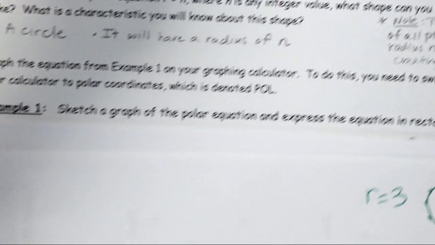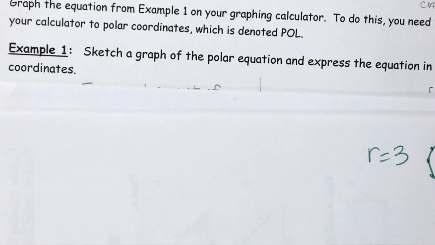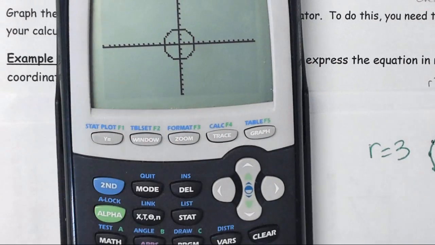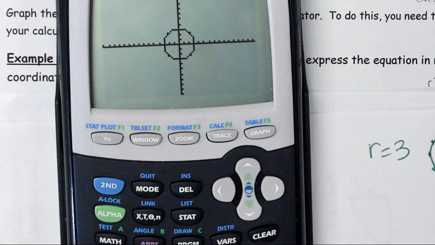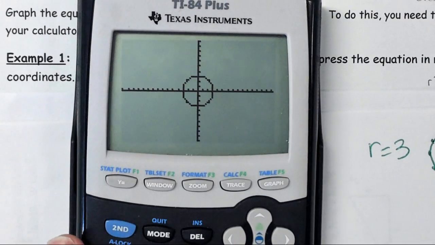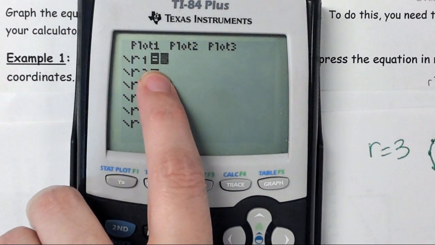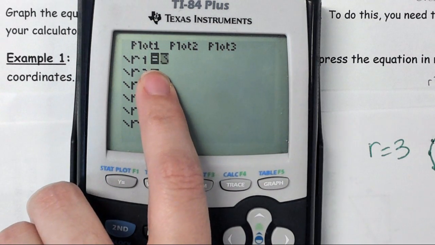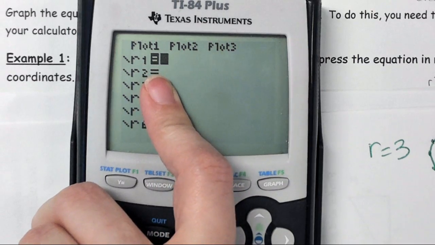All right. So we are going to sketch a graph of the polar equation. Oh, yeah. Yep. So just go to zoom and then 5. Yeah. It's called ZSquare. Did that change your window? Oh, yes. Yep. Just 3 for your r value. Oh, yours is still not working. I'll come over and I'll help you. I'll look at your window.